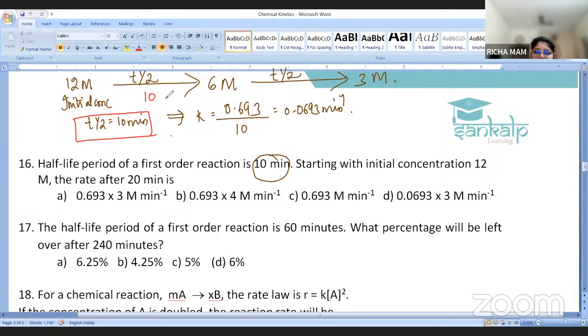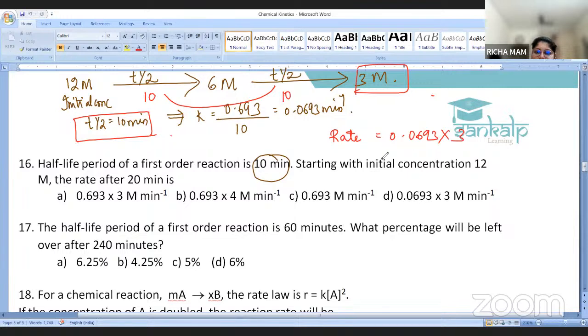So this is 10 minutes, and after another 10 minutes, that is after 20 minutes, it will be 3 molar. So the rate will be equal to how much?